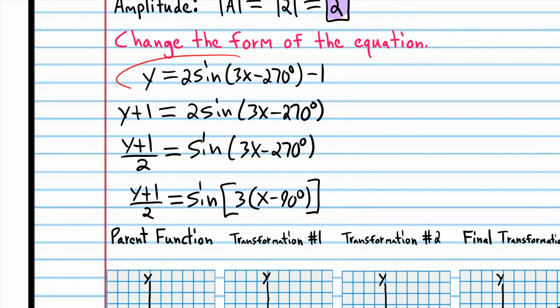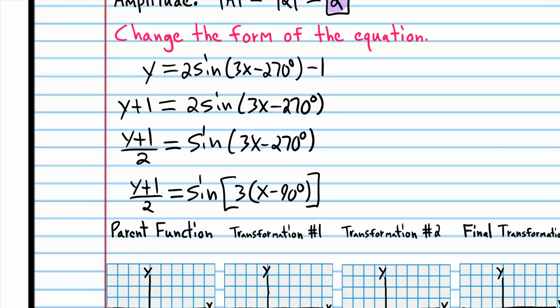We could graph in this form, but we know that if you add or subtract something to or from y, you move up or down. But the problem is we're not subtracting 1 from y. We're subtracting 1 from 2 sine 3x minus 270. So we don't know what to do. We have to add 1 on the other side. We're multiplying 2, not by x, but by sine 3x minus 270. So that doesn't really tell us what to do in terms of the graph.